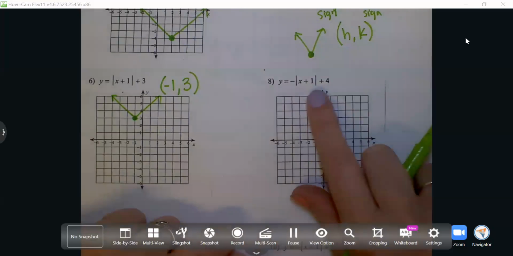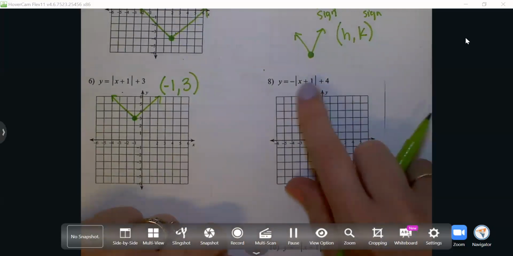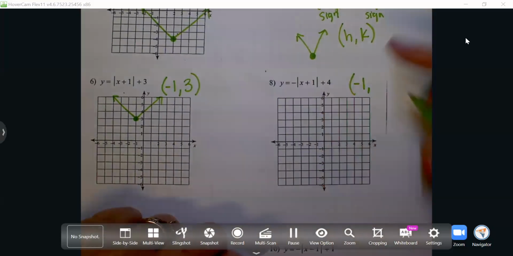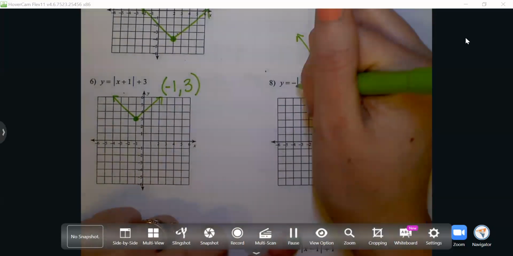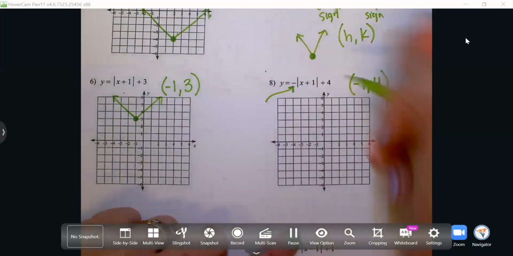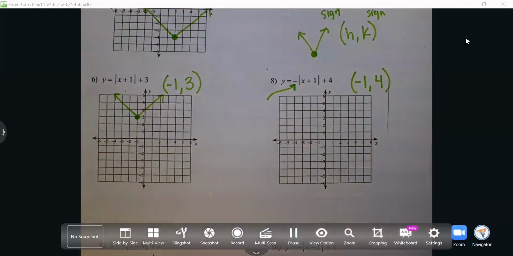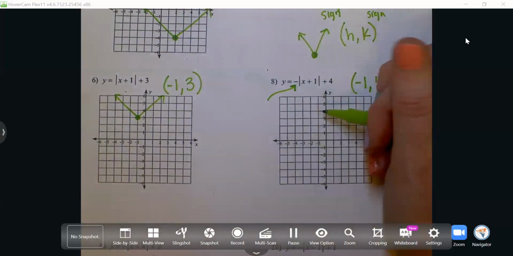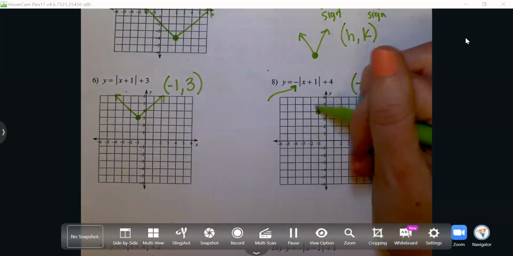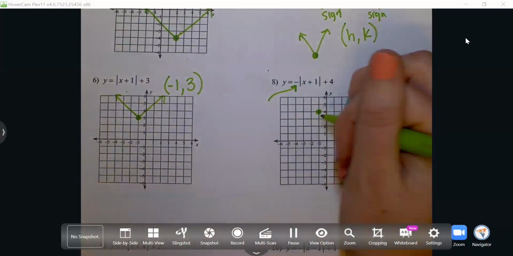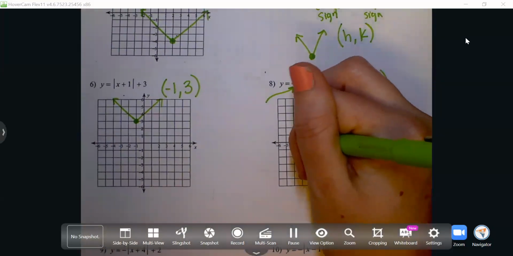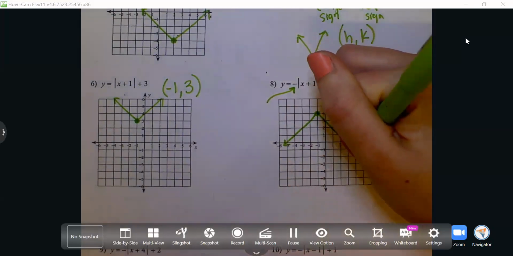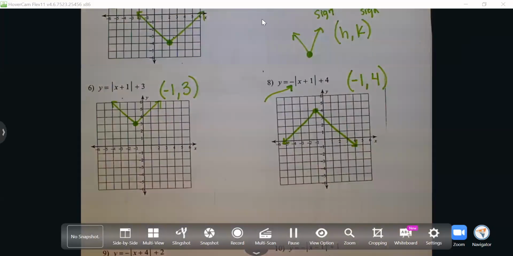Over here, same idea, +1, +4. I'm changing this one to be -1, keep this one as a +4. The only difference here, that negative in front makes me actually flip my absolute value upside down. So what it looks like when I plot this at -1, +4, instead of making a normal V shape, I'm going to flip it upside down where it looks like an upside down V shape.